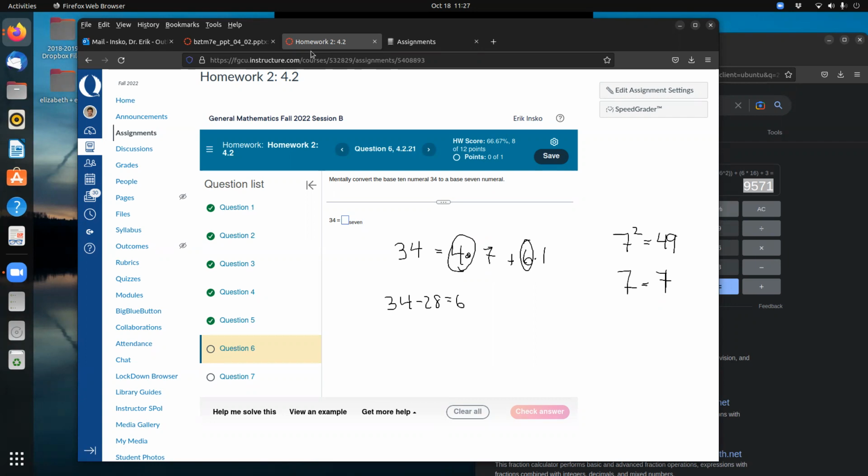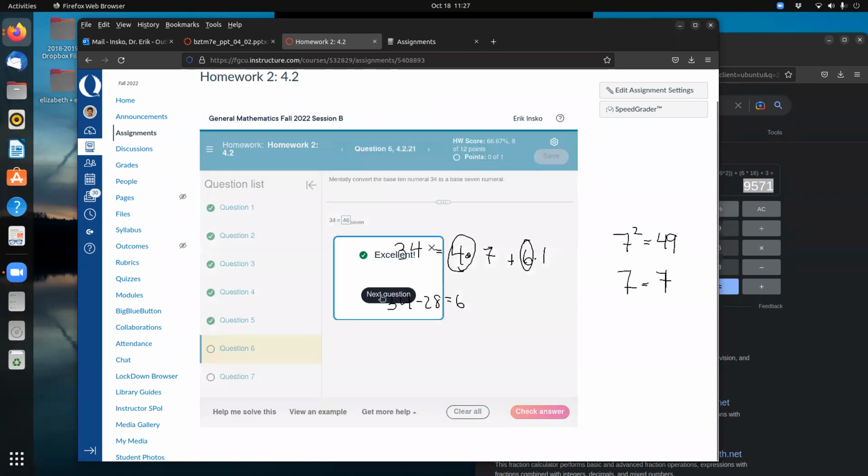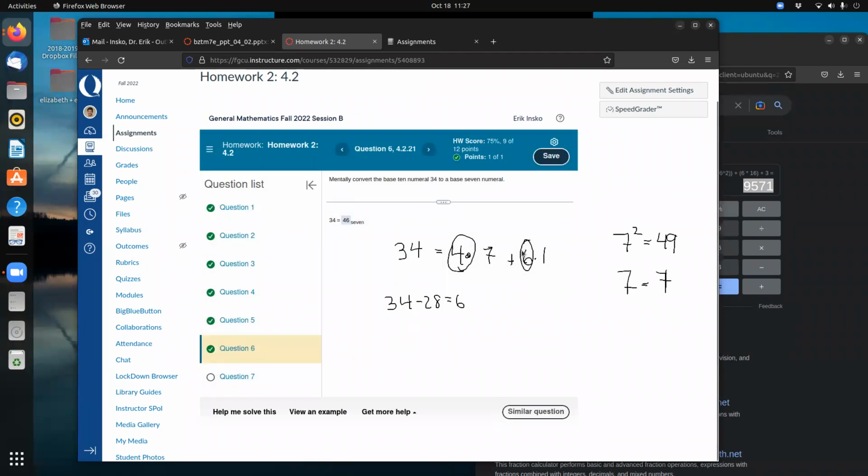Okay. So stop. Hopefully that's clear that what we're doing is dividing by the largest power of 7 and then looking for the remainder and writing the remainder in a smaller base. Maybe I'll do a similar question just to give you more practice. So 10 base 7.